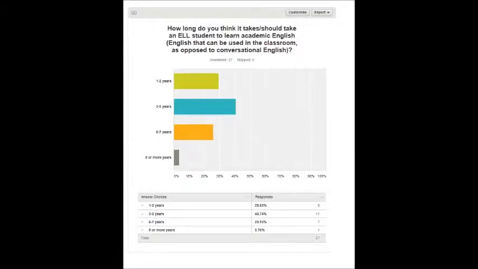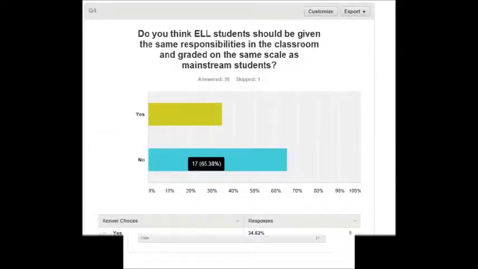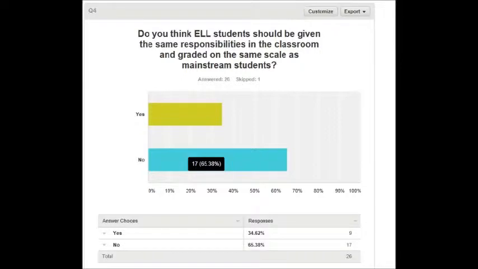Another question we asked was, how long do you think it takes or should take an ELL student to learn academic English? Some said 1 to 2 years. Many said 3 to 5 years, some said 6 to 7, and a few thought it could take up to 8 years or longer. Our next question was, do you think ELL students should be given the same responsibilities in the classroom and graded on the same scale as mainstream students? 34% answered yes, but 65% answered no.